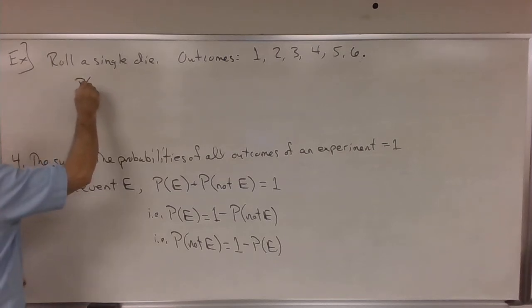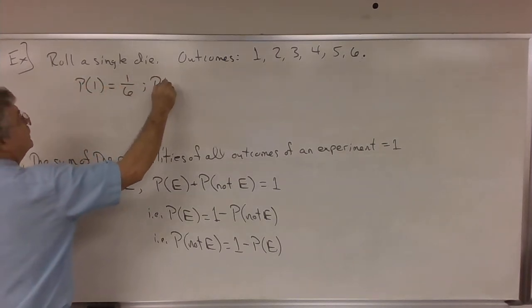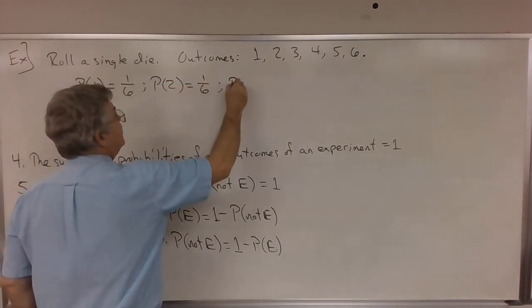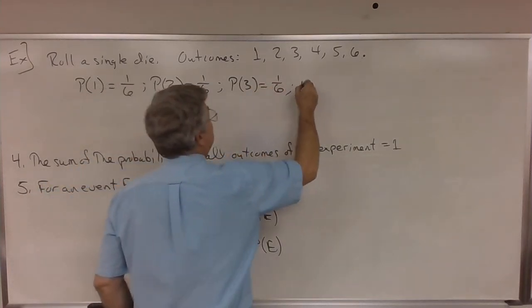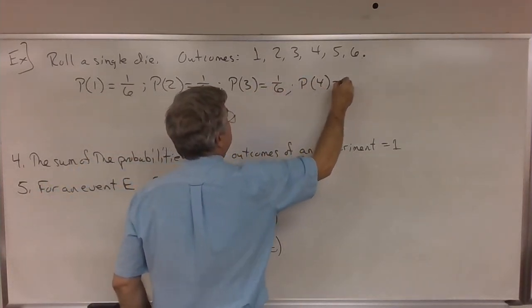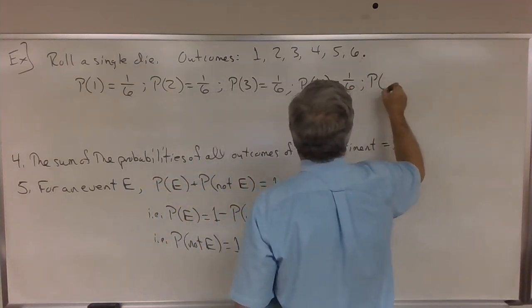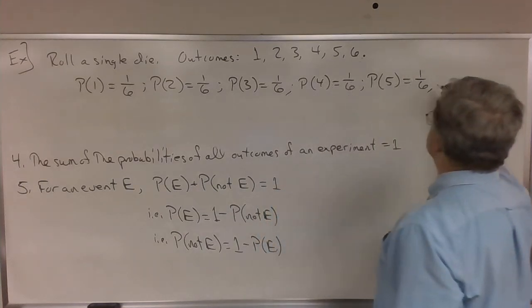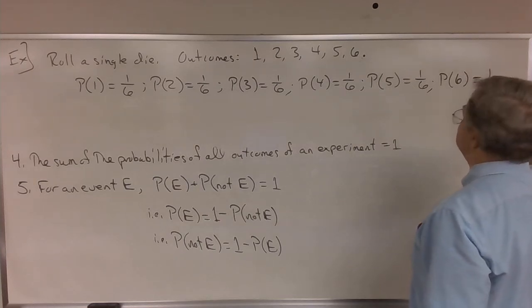So the probability that we get a 1 is 1 over 6. The probability that we get a 2 is 1 over 6. The probability that we get a 3 is 1 over 6. The probability that we get a 4 is 1 over 6. The probability that we get a 5 is 1 over 6. And the probability that we get a 6 is 1 over 6.